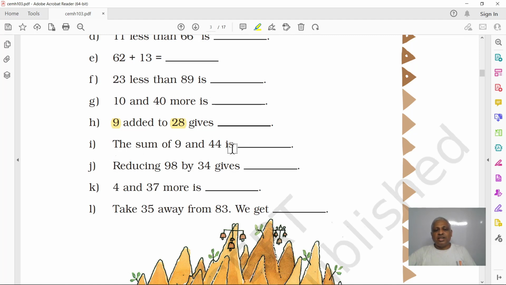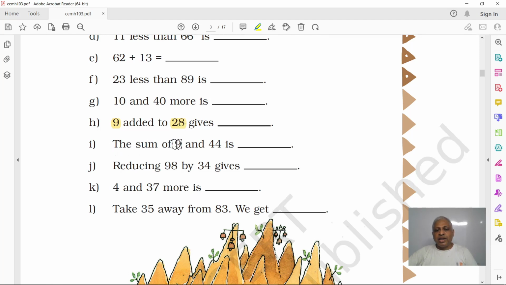The sum of 9 and 44 is, how we shall do? Okay, the above one H we can do in another way. You take 1 from 28. So this will be 27 plus 1, right? 1 you add it, it will become 10. 10 plus 27. Easy to add. 37, right?